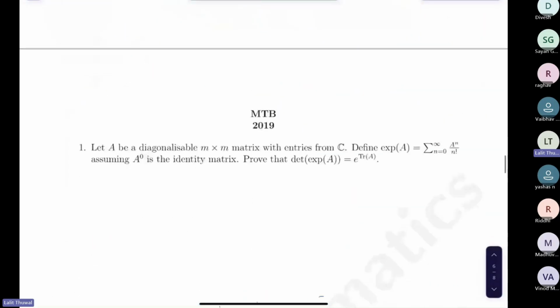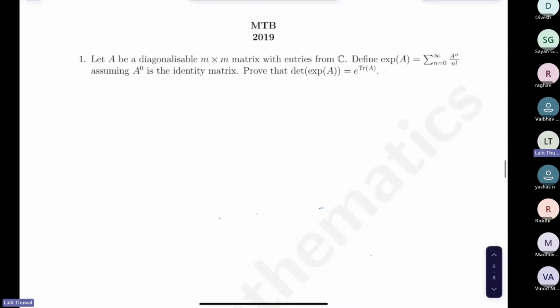So now let's do algebra, okay? We have, by the way, 40 minutes around and 4 questions. I think we will do it within the time. Okay. So let A be a diagonalizable m cross m matrix with entries from C. Define exponential A. When I say define, it means show this limit exists, okay?